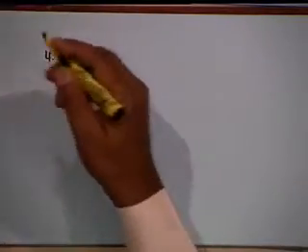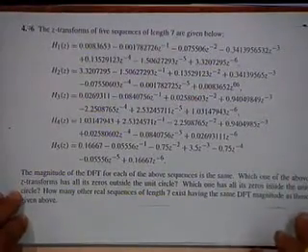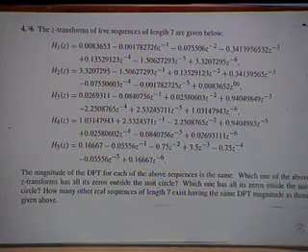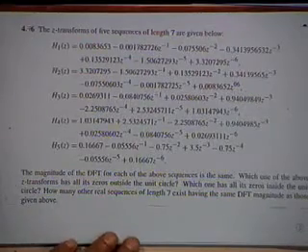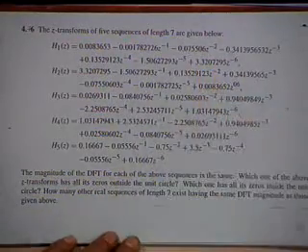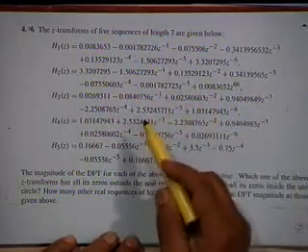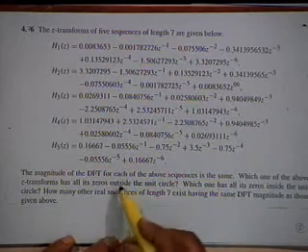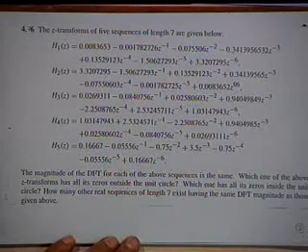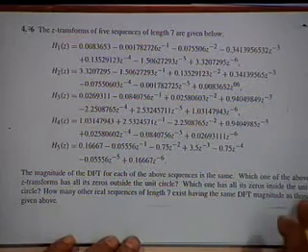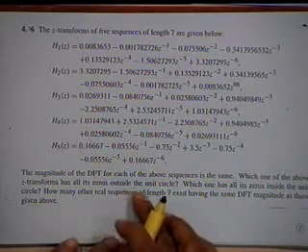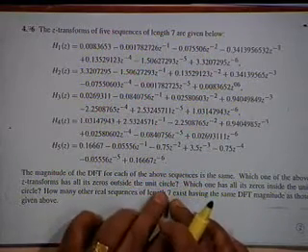Now we take 476, and the question, I xeroxed it, I didn't want to write all of them. Is it clear? The Z transforms of 5 sequences of length 7 are given below. Okay. H1, H2, H3. Magnitude of the DFT for each of the above sequences is the same. Which one of the above Z transforms has all its zeros outside the unit circle?